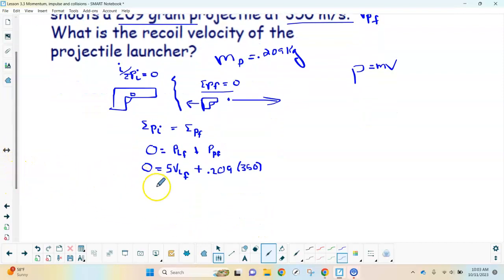So if we do this math, we get 0 equals 5 VLF plus 0.209 times 350, which is 73.15. We've got to solve this, so I'm going to take the 5 VLF to the other side, and it becomes negative.